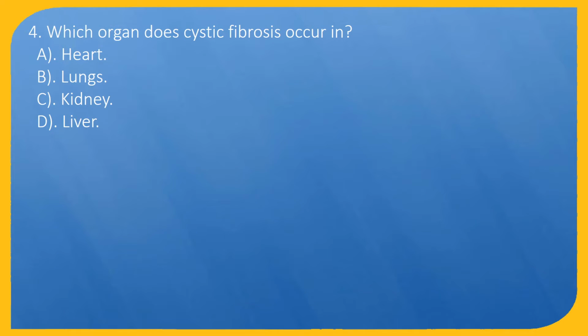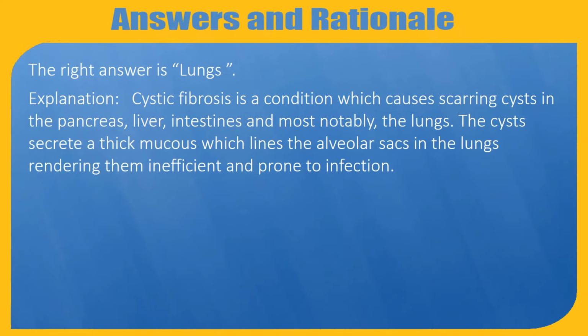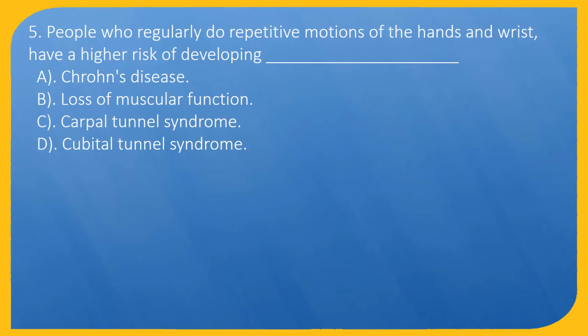Question 4. Which organ does cystic fibrosis occur in? A. Heart. B. Lungs. C. Kidney. D. Liver. The right answer is lungs. Explanation: cystic fibrosis is a condition which causes scarring cysts in the pancreas, liver, intestines and most notably, the lungs. The cysts secrete a thick mucus which lines the alveolar sacs in the lungs, rendering them inefficient and prone to infection.